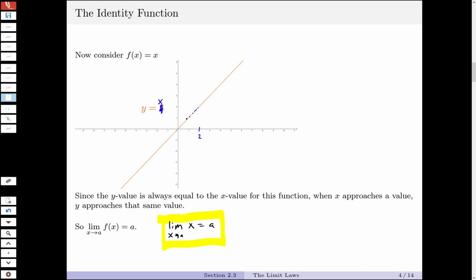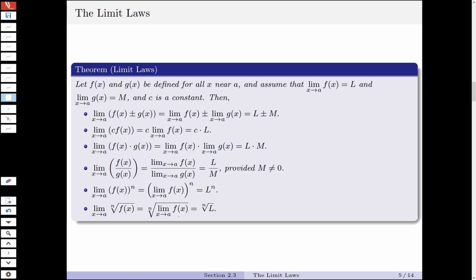Now, the constant function and the identity function on their own are not super important functions that we see all the time. What we're going to do is look at how I can combine things together. So I'm really going to just use these as building blocks. So let's look at how we can combine things together.